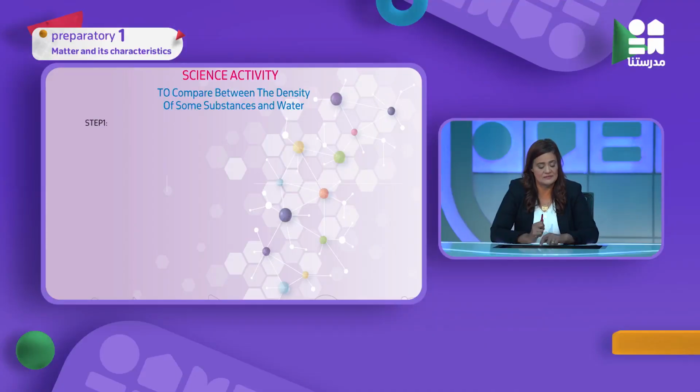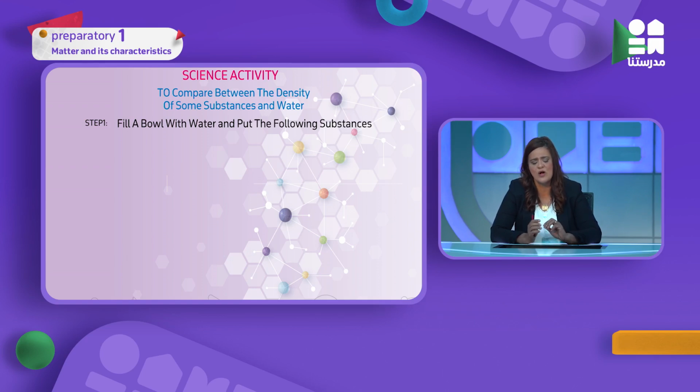Okay. To compare between the density of some substance and water, هنعمل ايه؟ Step 1. Fill a bowl of water and put the following substance. هاخد مواد معينة هحطها جوه المية. أنا مليت جار مليته بمية وهحط فيه مواد معينة. إيه المواد دي؟ هحط أول حاجة هحط piece of wood قطعة خشب صغيرة.